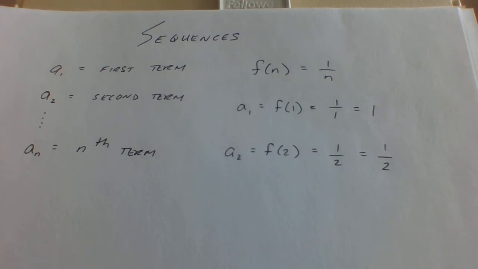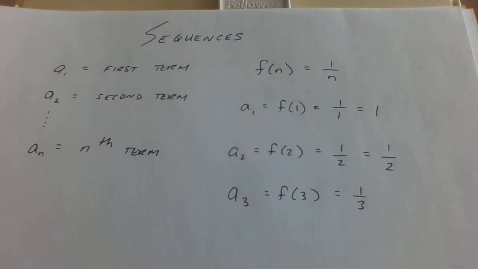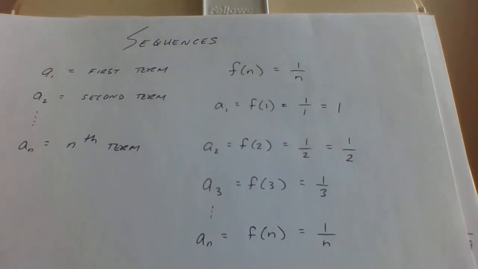If we want to calculate our second term, a sub 2, that's the same thing as calculating f of 2. If we put 2 into our function, we're going to get 1/2. So our second term is 1/2. Let's calculate our third term. A sub 3 is the same thing as f of 3, which is going to give us 1/3. And we can continue this pattern. Let's go ahead and calculate our nth term. If we continue this pattern all the way down, a sub n is going to be the same thing as f of n, which in our case is going to be the fraction 1 over n.